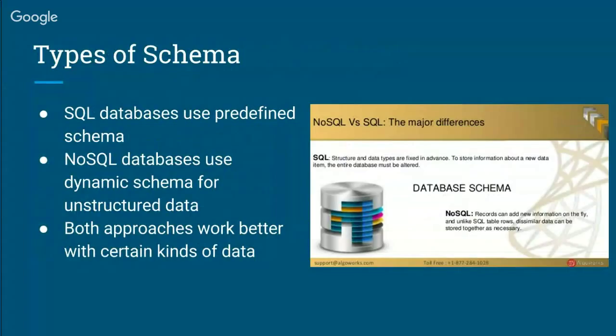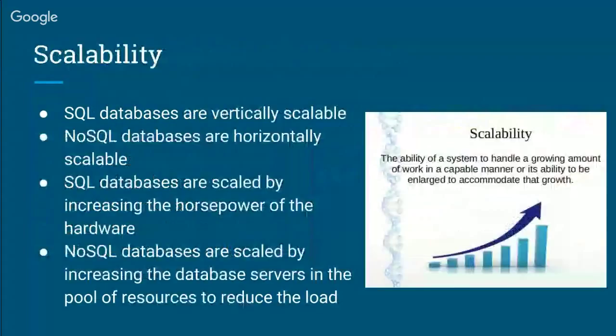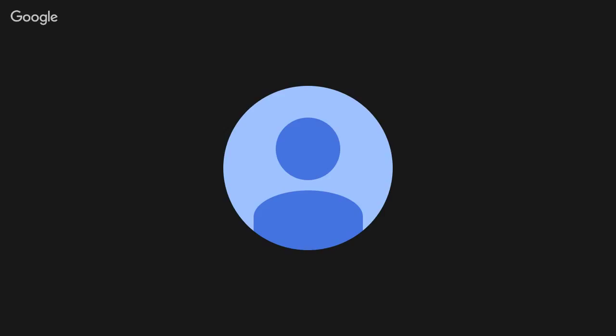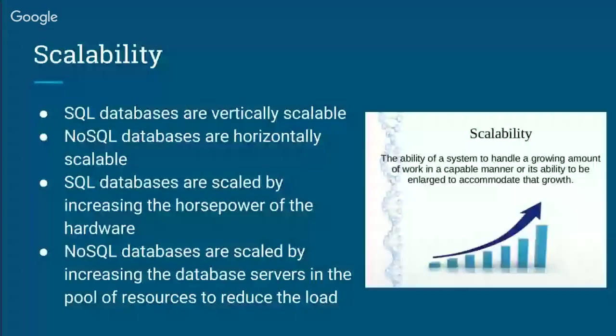Scalability. SQL databases are vertically scalable, while NoSQL databases are horizontally scalable. SQL databases are scaled by increasing the horsepower of the hardware. NoSQL databases are scaled by increasing the database servers and the pool of resources to reduce the load.